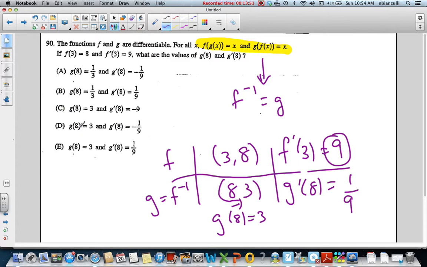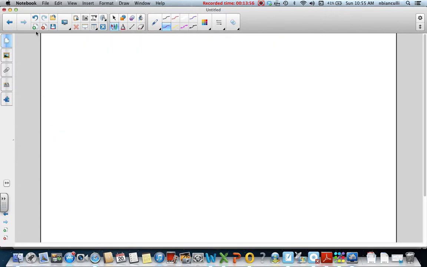And g of 8 is 3 and g prime of 8 is 1/9. Choice E. And that's it.